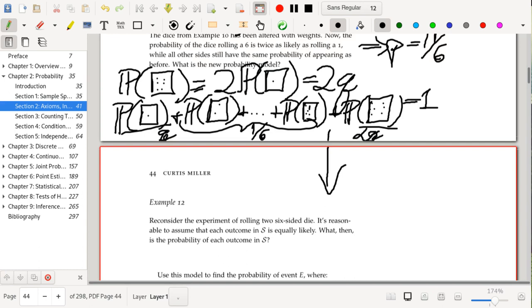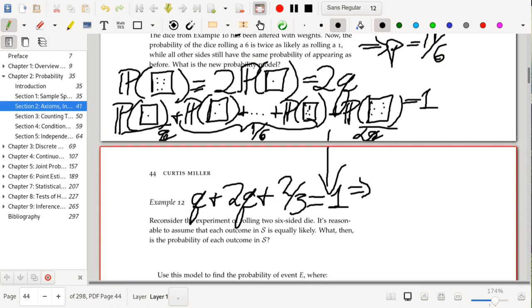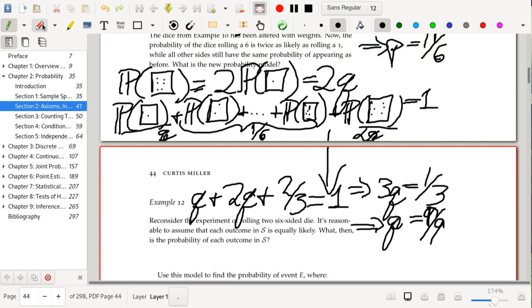So collecting all of that information, we now say that we have q plus 2q plus 4 over 6, which is 2 over 3, is equal to 1. Which implies, after you do some algebra, that 3q is equal to 1/3, which then means that q is equal to 9. No, is equal to 1 over 9, not 9, because that's not even a probability. That's one thing to keep in mind. If you get a probability that's above 1, you have made a mistake. So 9 is not possible.